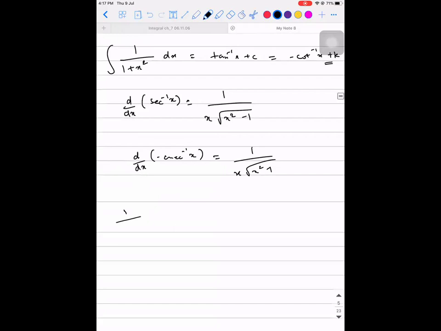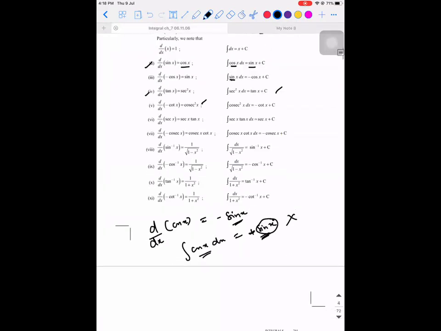So what will be the answer? The integral of 1 by x into root of x square minus 1 will be secant inverse x plus c or minus cosecant inverse x plus some constant k. So they both are right. So these are all the formulae that you're supposed to know.